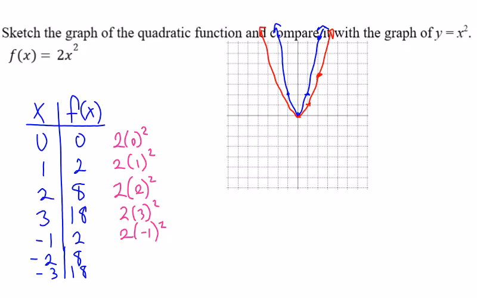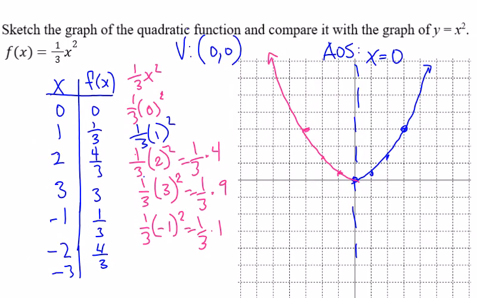Just to compare the last one to the parent function, remember the parent function goes through 1, 1, and then 2, 4, etc. So it's going to look kind of like this, and then it'll go through like this. So you can see this one is a vertical compression by a factor of 1/3. So you can just see the difference there.